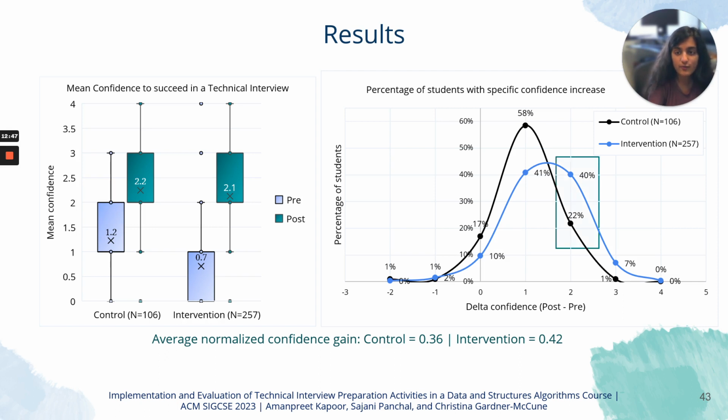For example, 40% of students in the intervention group experienced a 2-point jump in the confidence levels compared to 22% in the control group. Therefore, the increase in confidence gains and student reflection suggests that activities are positively impacting students in preparing for technical interviews.